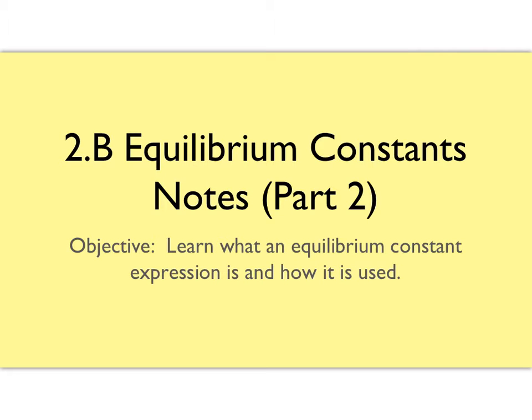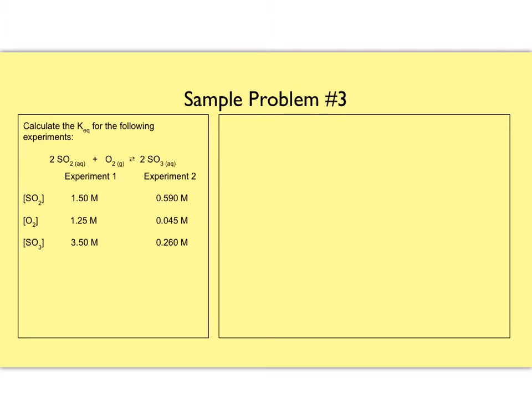Hi, this is a continuation of the 2B equilibrium constants notes where I will show you some sample problems. In sample problem number 3, we're given equilibrium concentrations of reactants and products for the following balanced chemical equation from two experiments, experiment 1 and experiment 2, and we are supposed to calculate the KEQ for both of them.